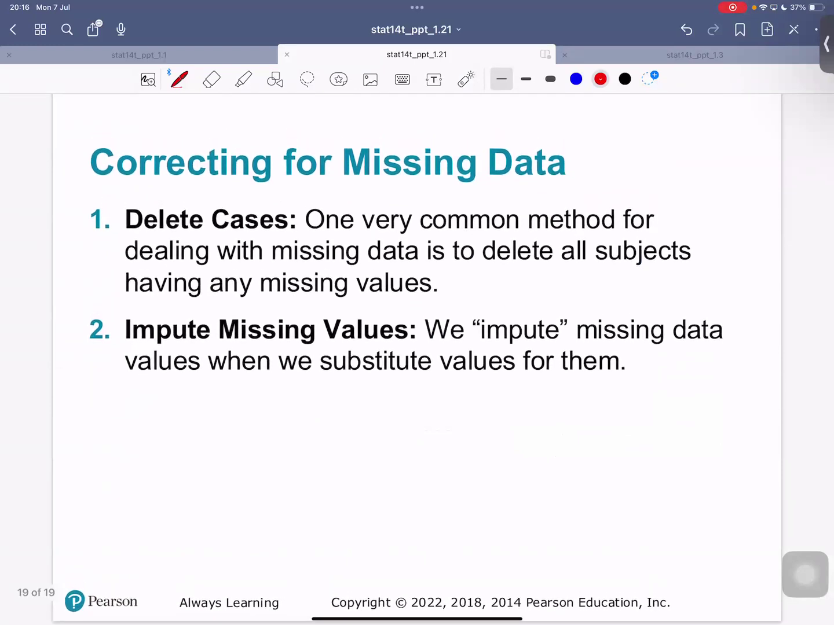Correcting missing data: delete cases. One very common method for dealing with missing data is to delete all subjects having any missing values. Like we remove all those people from the samples. So the sample may be smaller, but it's going to be more accurate. Agree? Because those people didn't want to release the data. If we add them to that sample or that population, it's gonna make the result less accurate.